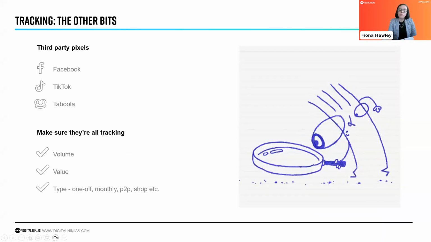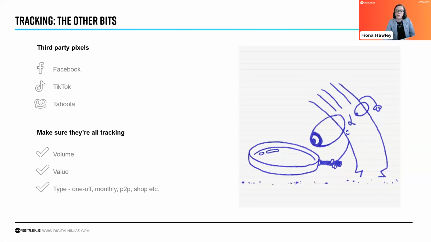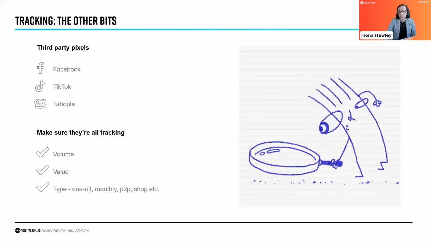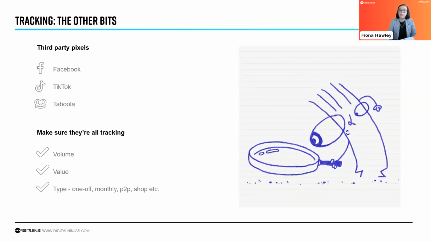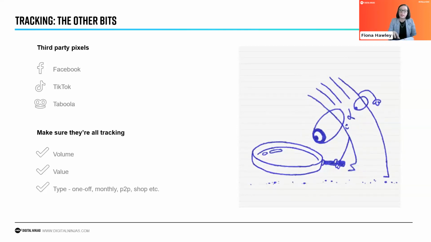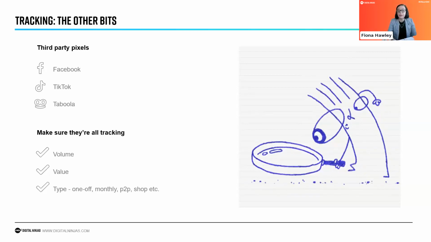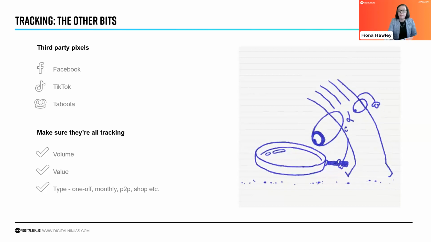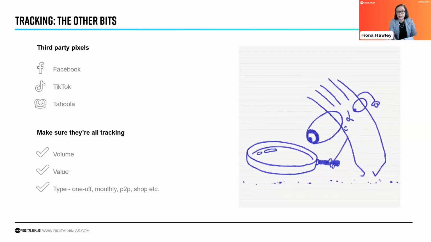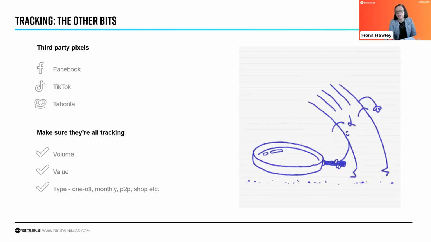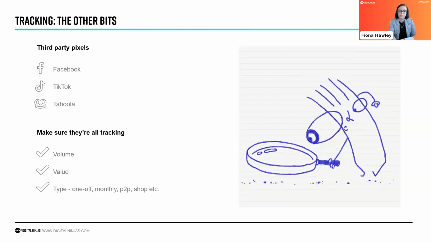Similarly, platform-specific pixels such as Facebook Pixel can provide you with valuable insights into performance of your social media campaigns. These pixels allow you to track user actions such as page views, purchases, and signups, and attribute them to specific ads or campaigns. By analyzing this data, you can identify which ads and campaigns are driving the most conversions and adjust your targeting and messaging accordingly.